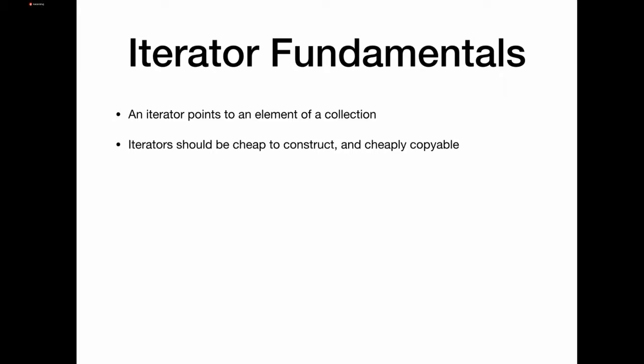And the same thing, cheaply copyable. So the standard library copies iterators all over the place. So we want iterator copies to be as quick and as fast and as cheap as possible. Ideally, you know, the same cost as copying a pointer or a couple of pointers.